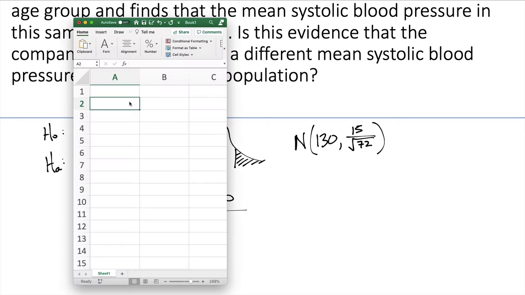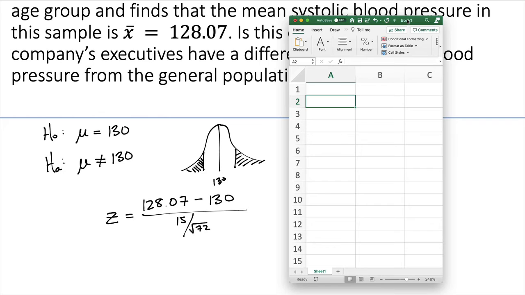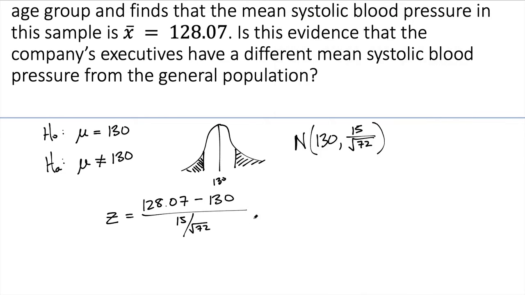Let's go ahead and plug this into Excel. So we have equals 128.07 minus 130 divided by 15 over the square root of 72. Okay, we get negative 1.09 approximately. That's the Z value right there.